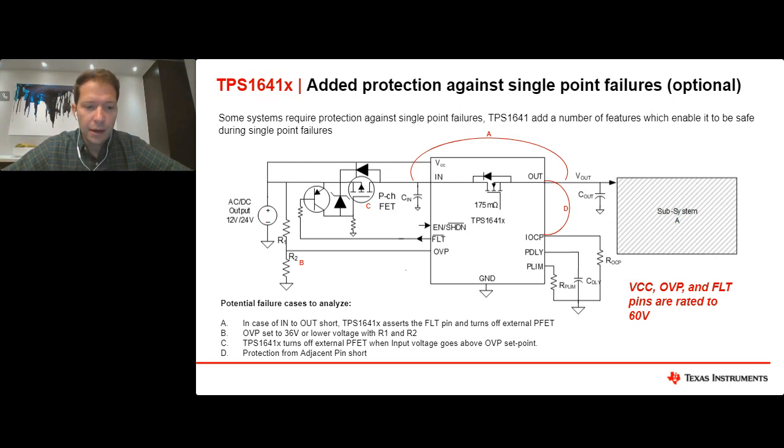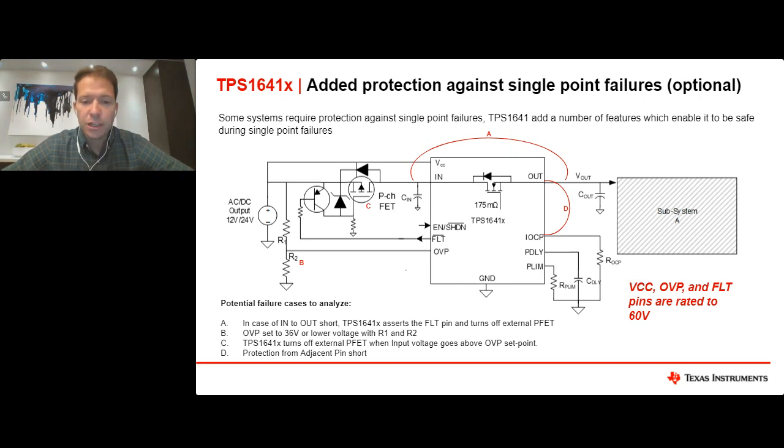And then the last but not least is adjacent pin shorts. So for D, if any of the pins short next to each other, our device will remain safe and provide power limiting or current limiting to protect the system from a short circuit.